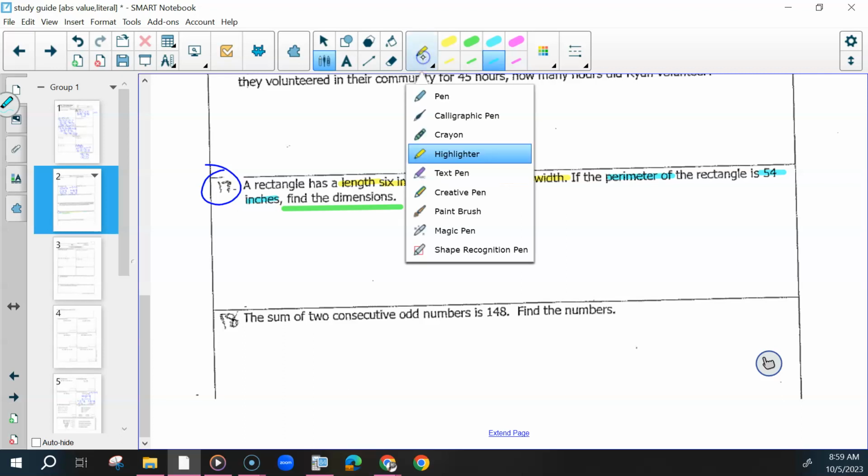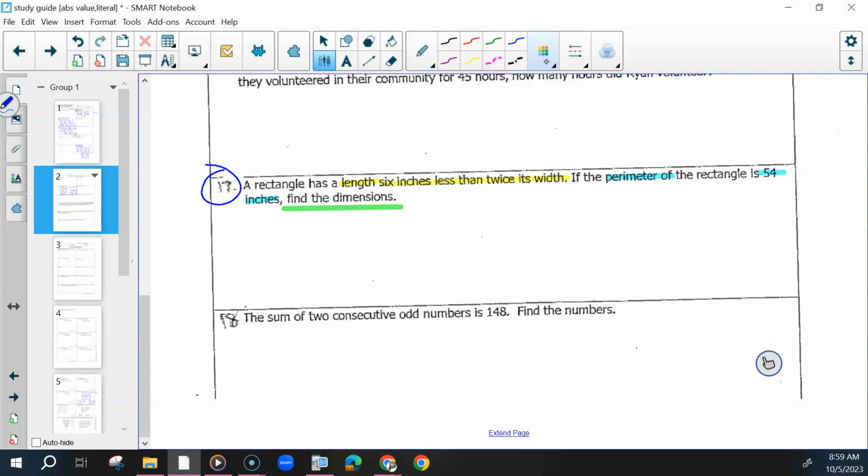Alright, so now that we know important things, when you define your variables here, it's just going to be L equals length, W equals width. Unless you change the variables, then it'll be whatever variables you say, but it still needs to be length and width. The problem talks about the length specifically, so we're going to have a length or an L equation. How could we set that up? 6 inches less than twice its width. Remember that less than is a turnaround, so 6 has to go back.